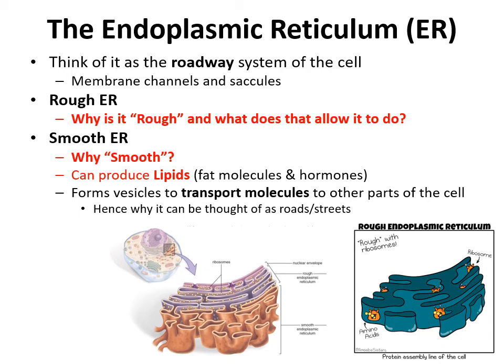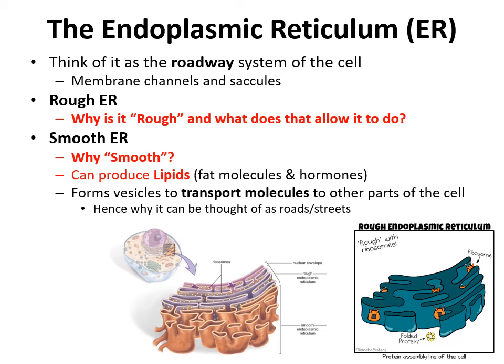Now, we've already mentioned the rough ER, and I said that it was rough because it has all of those ribosomes stuck to the outside of it, right? It's lined with a whole bunch of ribosomes that make it look rough, and you could think R, rough, ribosome. As soon as you hear that the rough ER has a whole bunch of ribosomes, what does that tell you its function is? The rough ER can produce and modify proteins. So when you think of the rough ER, think of ribosomes and think of protein making and transport.